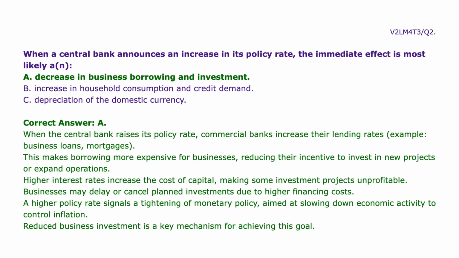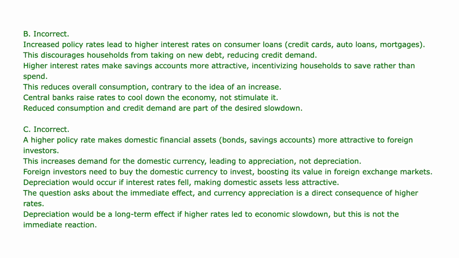Raising the policy rate makes borrowing more expensive, so business borrowing and investment decrease immediately. This is the central bank's intended tightening effect to slow activity and inflation. B. Wrong because higher rates discourage household borrowing and consumption, not increase them. C. Wrong because higher rates attract foreign capital, leading to currency appreciation, not depreciation.